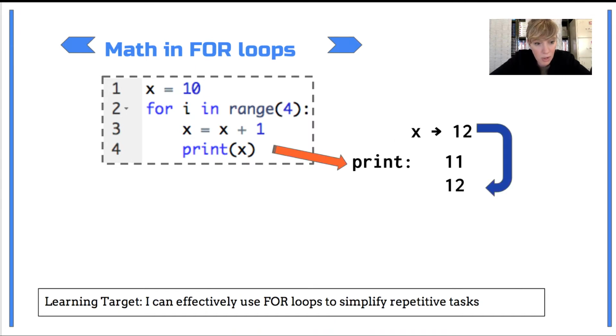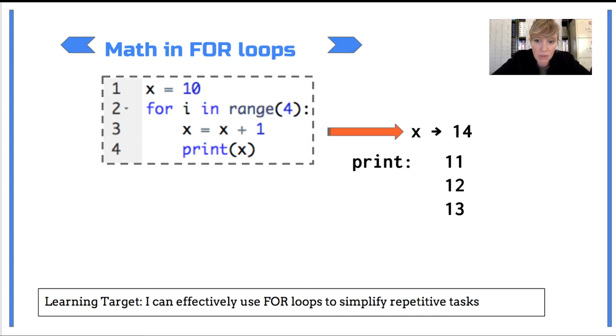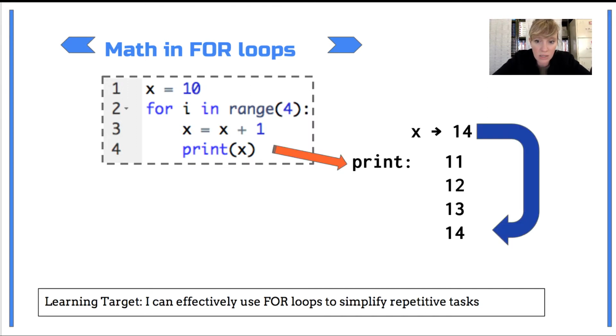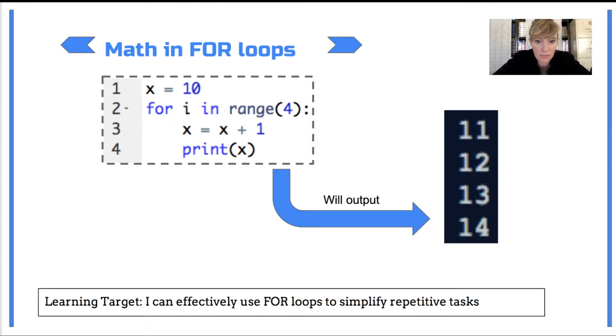And then it prints off 12. The next time, so the loop has run twice at this point, the next time through the loop, it stores x as 13, and it prints off 13. And the last time through the loop, it stores x as 14, and then it prints off 14. Okay, so that's a way that you can do mathematics inside the loop here. So in the end, the output will be 11, 12, 13, and 14.